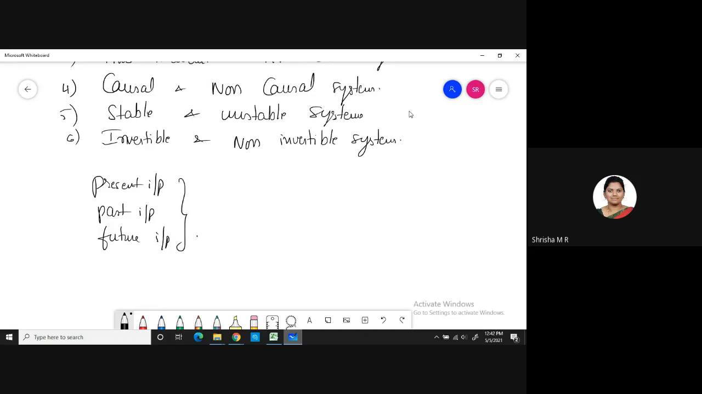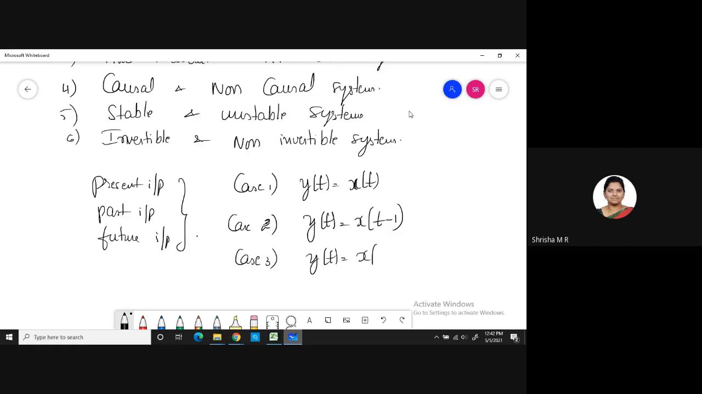We'll see three cases. Case 1 is y of t equal to x of t. Case 2 is y of t equal to x of t minus 1. And case 3 is y of t equal to x of t plus 1. To understand whether the output depends on present input, past input or future input, we have these three cases. I will take t equal to 0 as my reference and put it in all these cases.